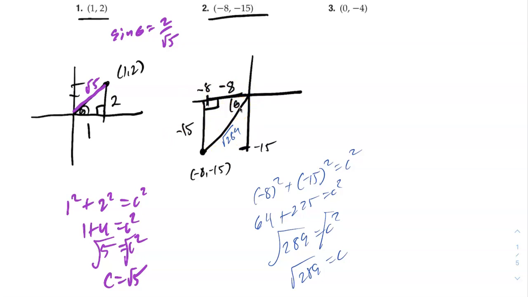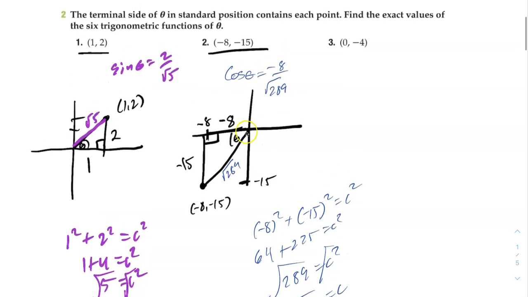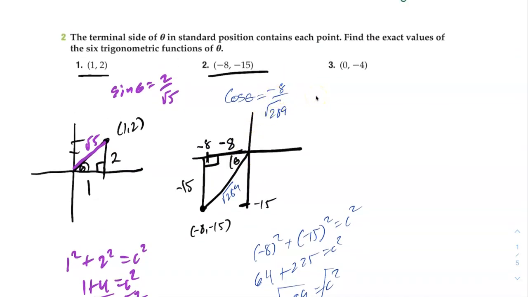And if we wanted to do, let's say cosine of our angle, that would be CAH, so adjacent over hypotenuse. So negative 8 over radical 289. Like that. How about the next one, 0, negative 4? So here's x, here's y. 1, 2, 3, 4.